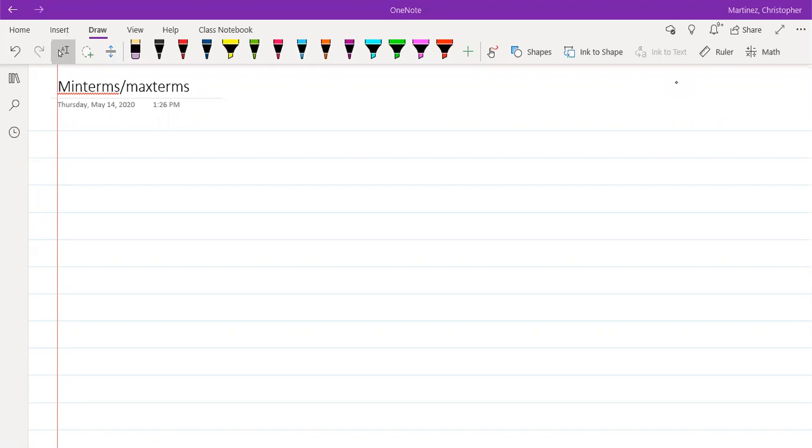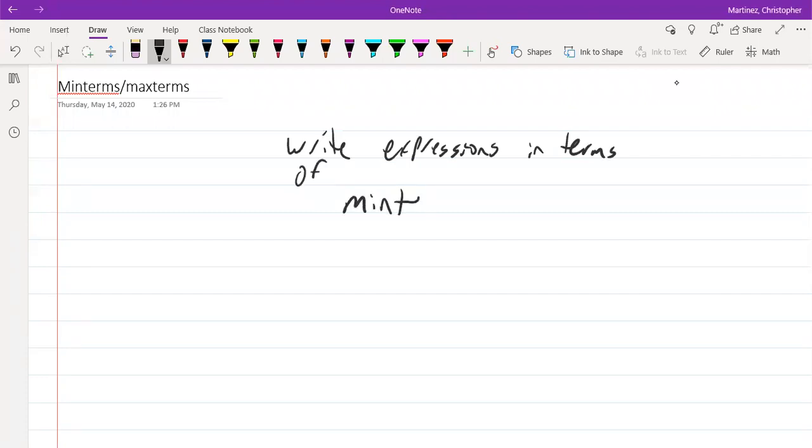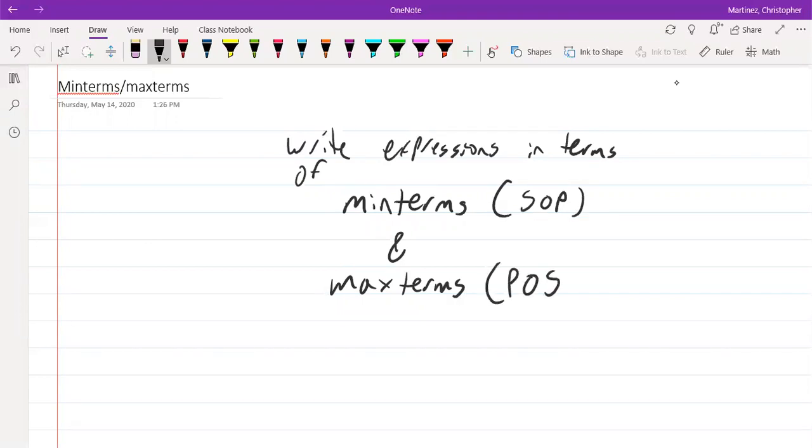To help make writing Boolean expressions a little bit easier to comprehend, we're going to look at writing expressions in terms of minterms and maxterms. We're going to use minterms for sum of products. We're going to use maxterms when we want a product of sums result.